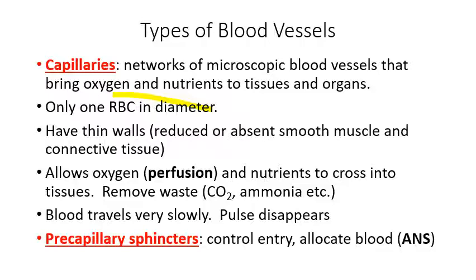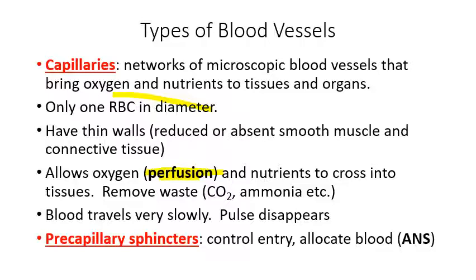By the way, allowing oxygen to get into the organs is referred to as perfusion. Perfusion is a technical word. We'll talk more about perfusion when we get to the respiratory section of the course. And blood travels the slowest through the capillaries of all the blood vessels in the body. The arteries and the veins are not meant for perfusion. They're meant to get blood from one part of the body to another as quickly as possible.